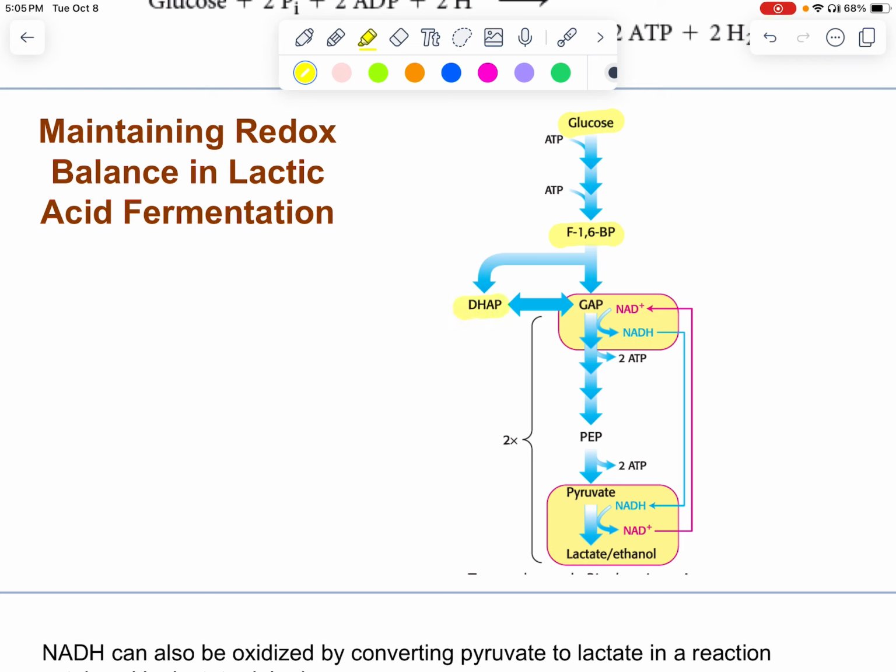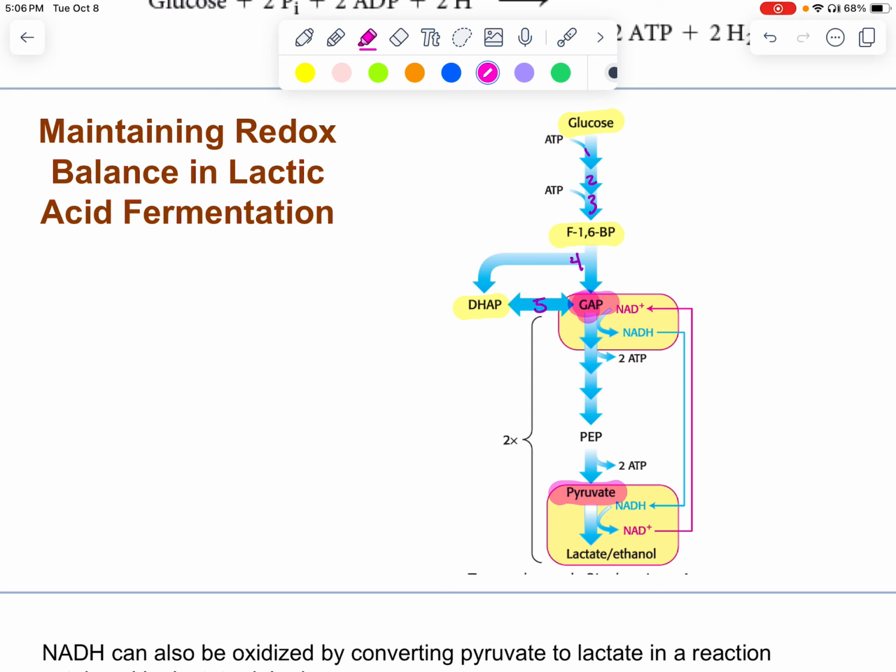So we have step 1, step 2, step 3. Oh, we got step 4 where we get 2 different molecules, but step 5 brings them both back where we have this GAP molecule. And now we get down to pyruvate. And if in aerobic conditions, it can go on and become the acetyl-CoA, etc.